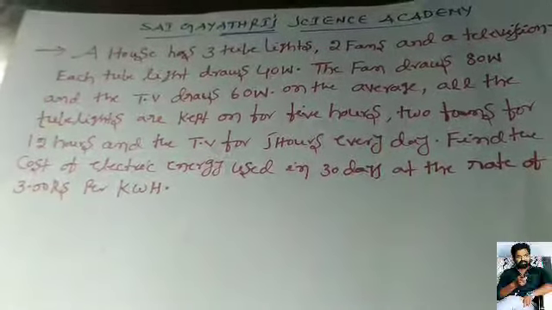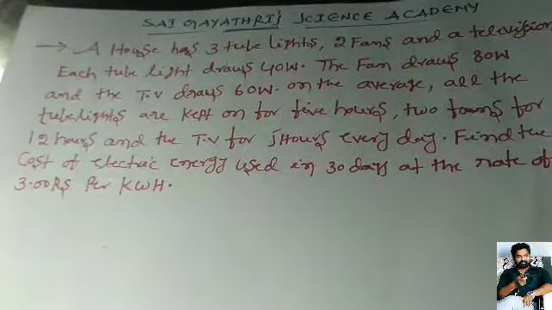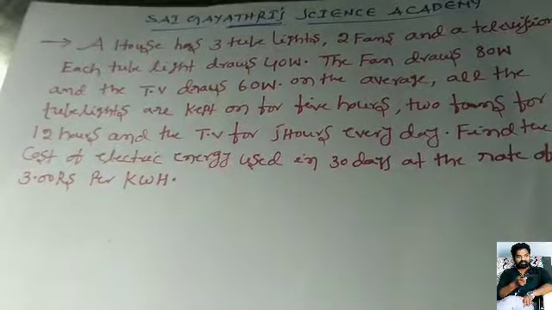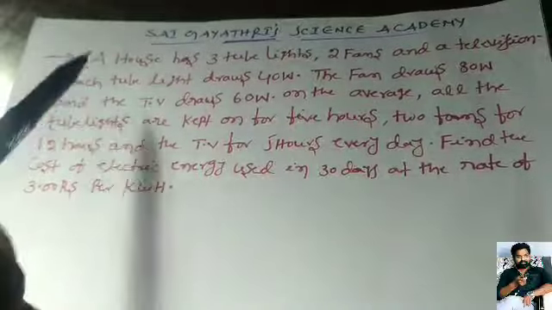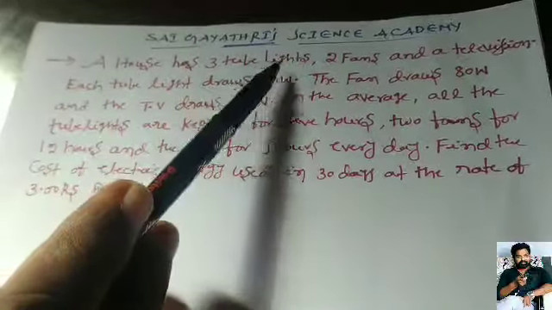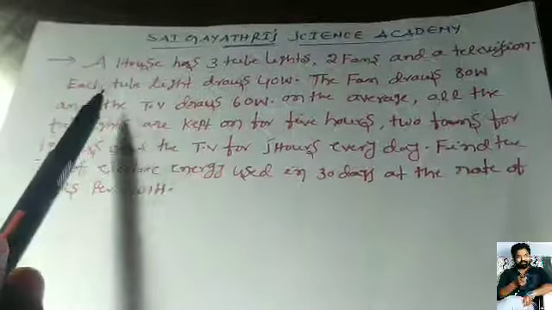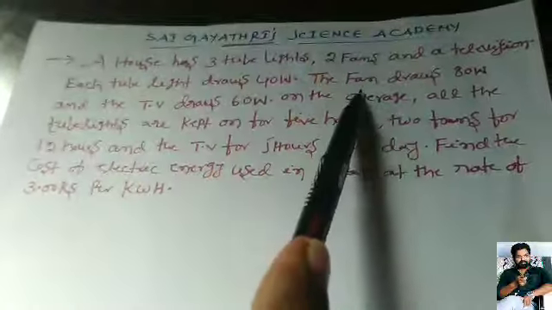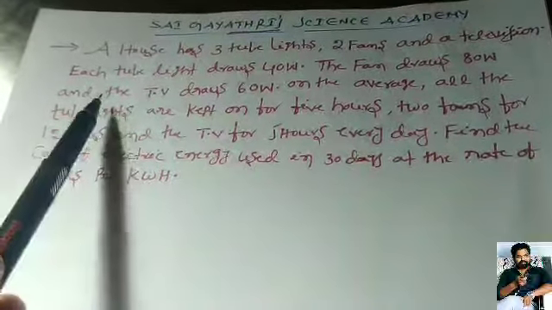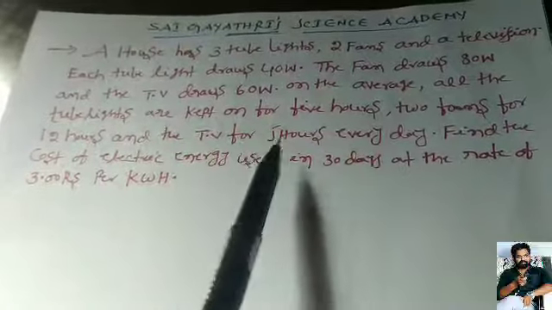Dear children, in this session, we are going to discuss some important problems in electric current. See here, a house has three tube lights, two fans, and a television. Each tube light draws 40 watts. The fan draws 80 watts and the television draws 60 watts on the average.